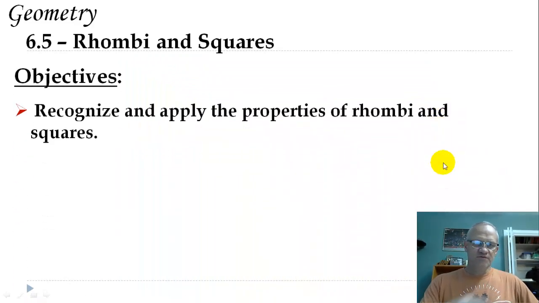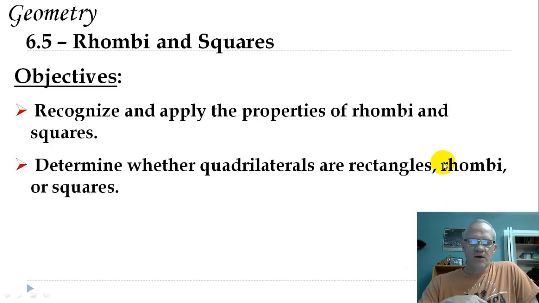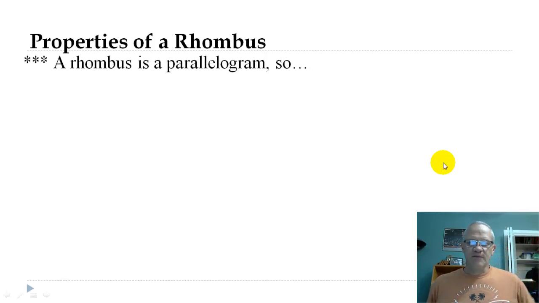Today our objectives: we're going to recognize and apply the properties of rhombi and squares. And then also we're going to determine if quadrilaterals are rectangles, rhombi, or squares. That's coordinate geometry, okay? I know you really look forward to the coordinate geometry stuff.